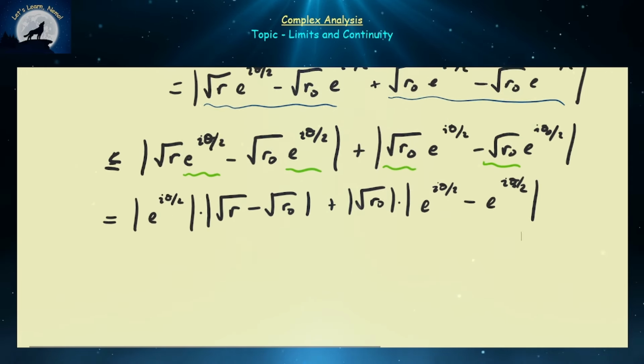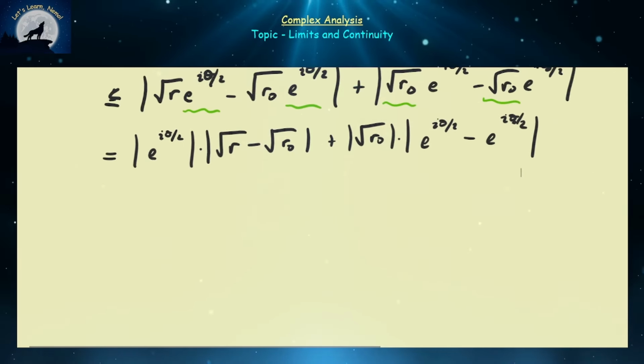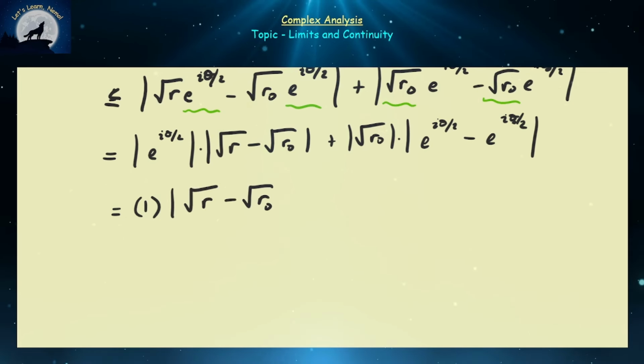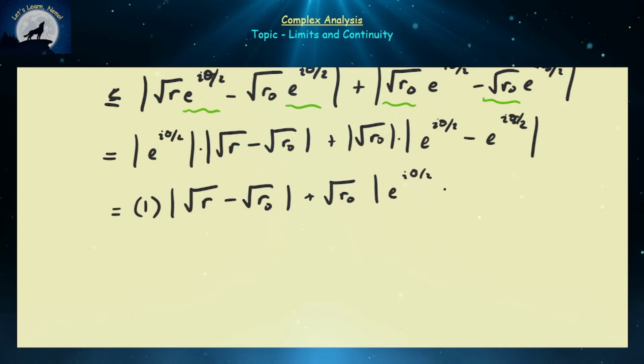Keep in mind, since we have e to the i something, the norm of that is always going to be equal to 1. So we're going to have 1 times the absolute value of the square root of r minus the square root of r naught. And then the square root of r is going to produce a positive number anyway, so we can actually remove the absolute values on the square root of r naught. And we're going to have e to the i theta over 2 minus e to the i theta naught over 2.